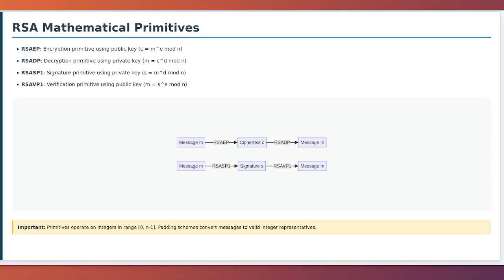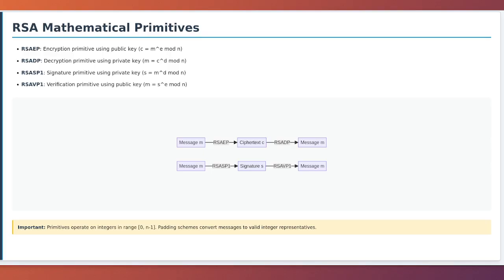This inverts the encryption primitive. The beautiful mathematical property of RSA is that raising to e then d, or raising to d then e, both get you back to the original value modulo n. For digital signatures, we have RSASSP1, the RSA signature primitive.